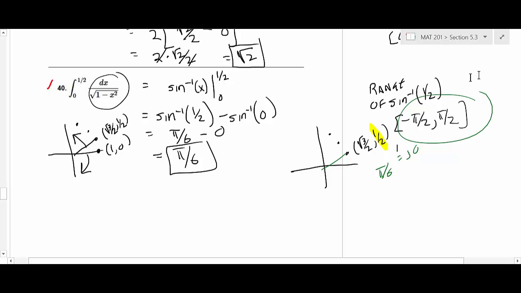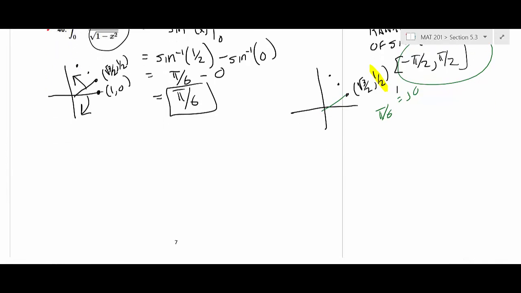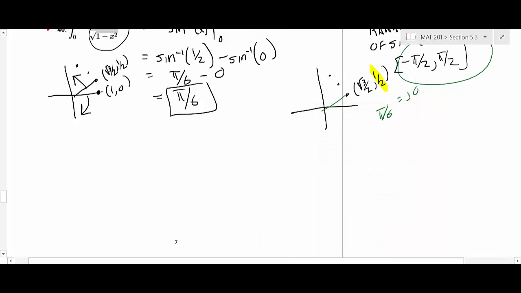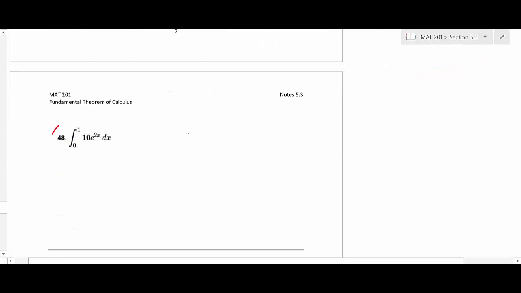You want to do that in your head. If you're in radian mode on a calculator, you can go inverse sine of 0.5, a half like that. Well, that gives me a degree answer, and then you can change that to radians. I want you to be able to do that in your head, but you can check with your calculator if you want to. Okay, let's do a couple others.